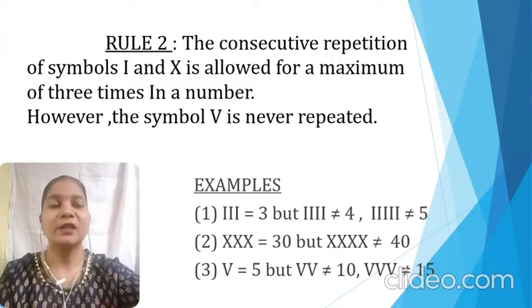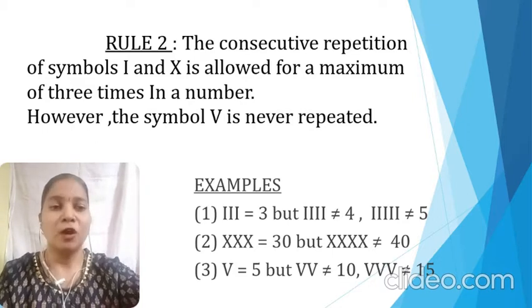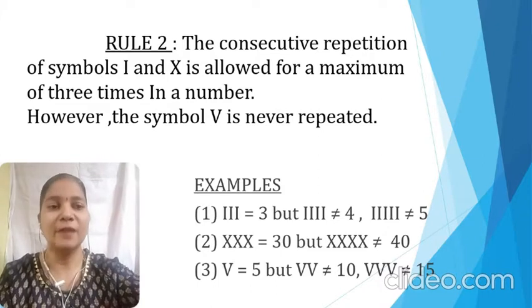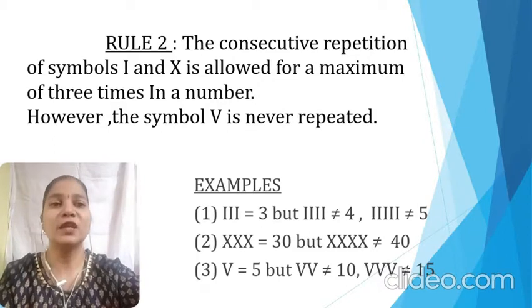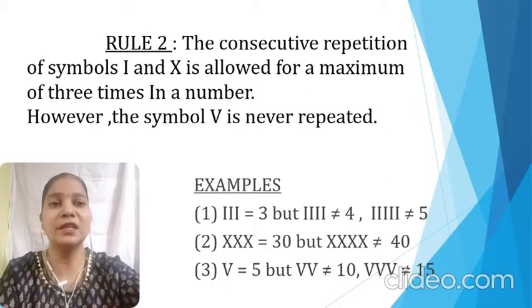And remember that the symbol V is never repeated. In Roman numerals, symbol V is never repeated. So the example: capital V means 5. But double V is not equal to 5 plus 5, 10. Or triple V is not equal to 5 plus 5 plus 5, which is 15. Why? Because the symbol V is never repeated. Only I and X will be repeated, and only 3 times.